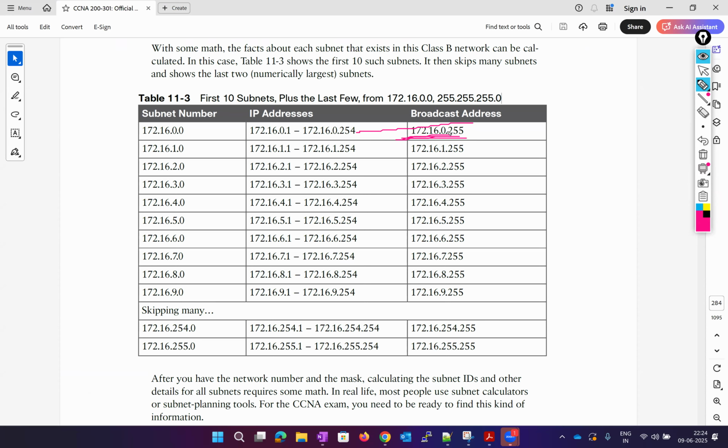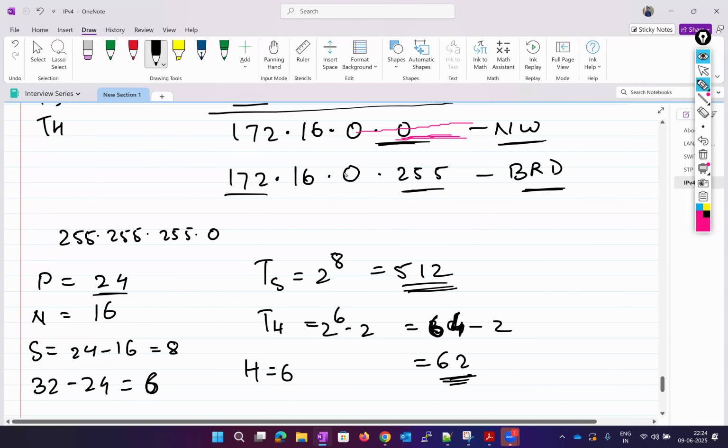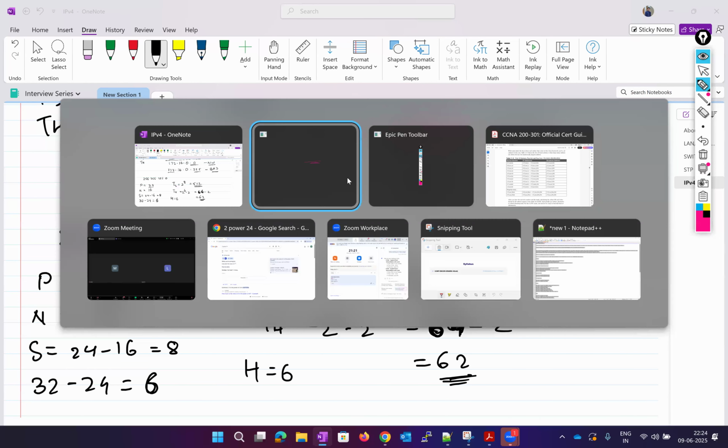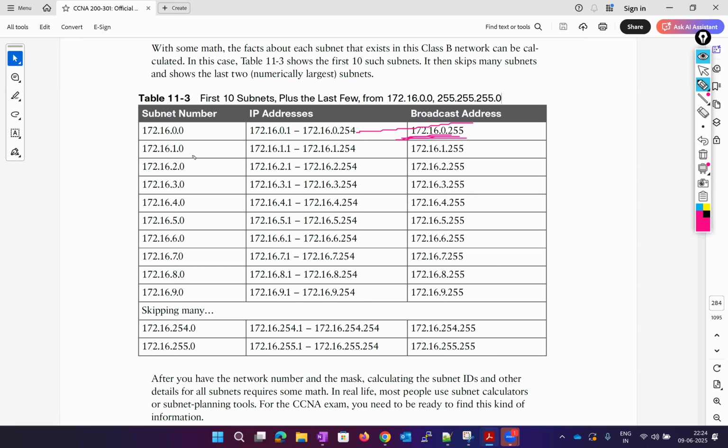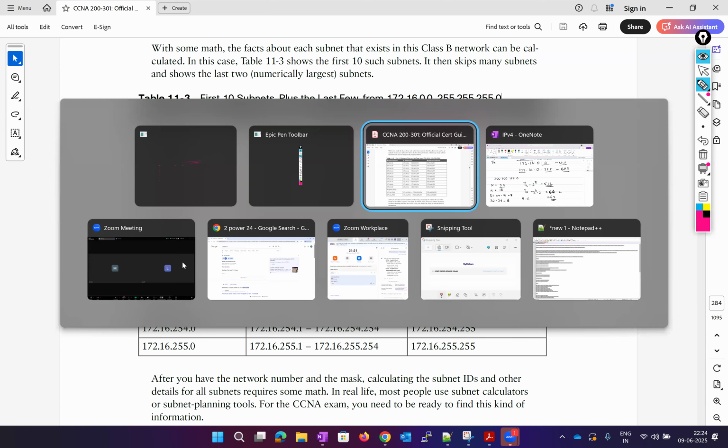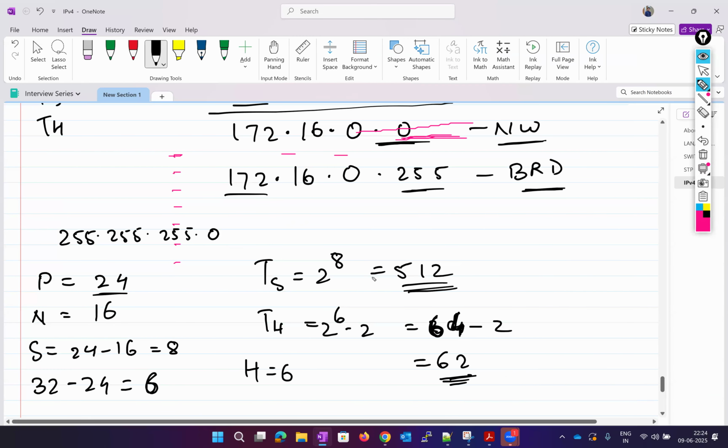Okay, what is the second subnet? The second subnet will start where this 0 will then become 1. So 172.16.1.0. The first usable IP address is 1.1, and it will go up till 1.254. Then the third octet will change to 2, then 3, 4, 5, 6, like that. It will have a total of 512 subnets.